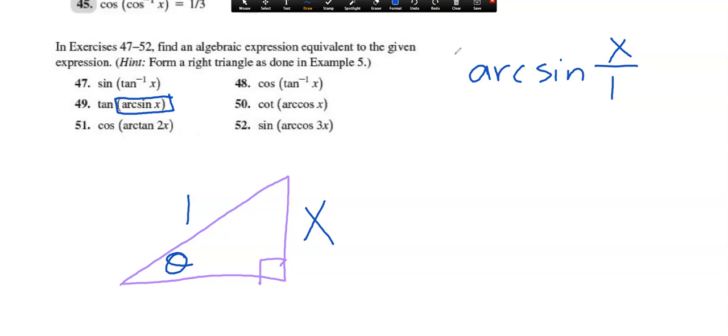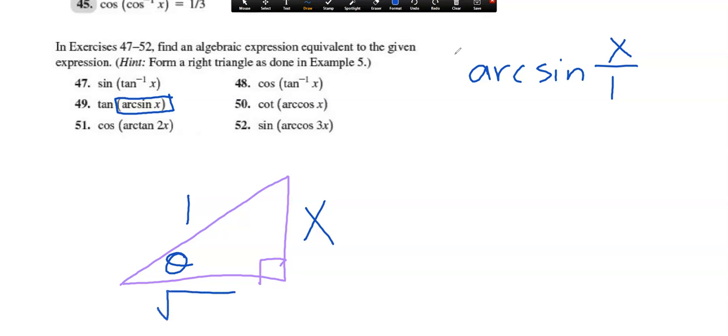Here's my angle theta down here. I'm looking at question 49. I see arc sine x. Let me write that out a different way: arc sine of x over 1. How is that information helping me label two of the sides of this triangle? Opposite. Okay, that's opposite. Hypotenuse is what? 1. That's the information I got from the interior part of that problem.